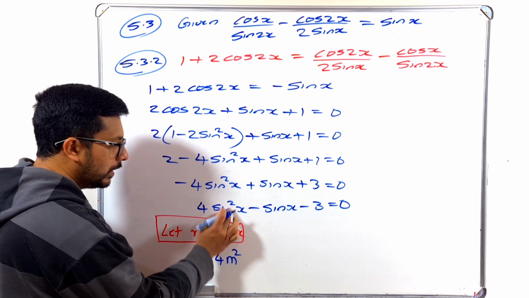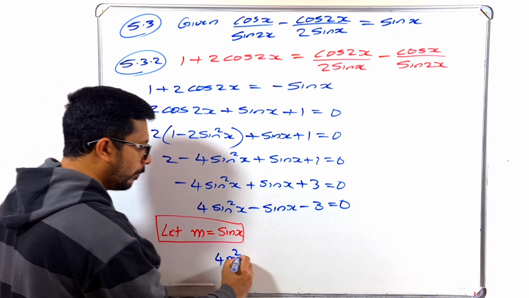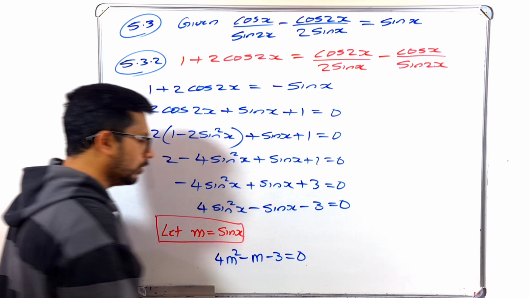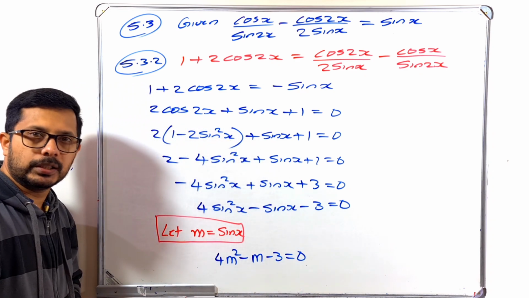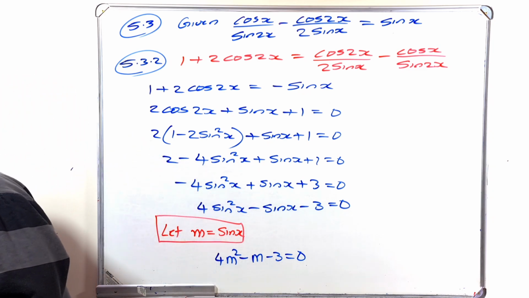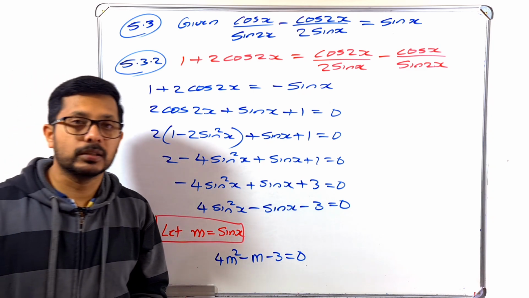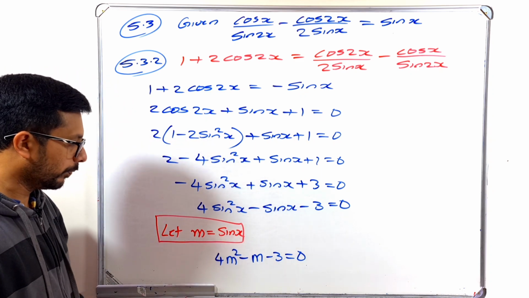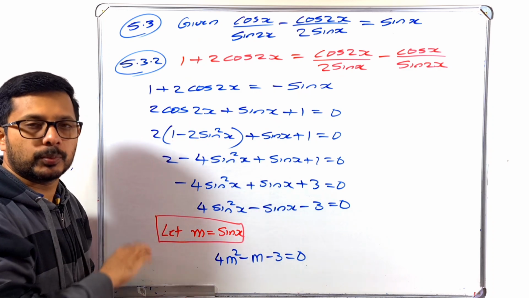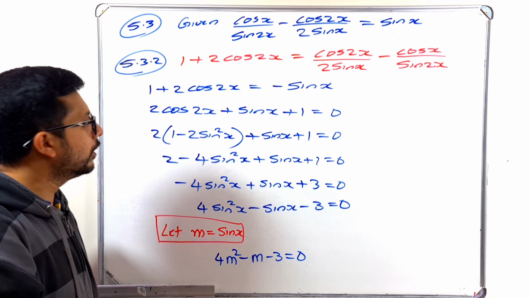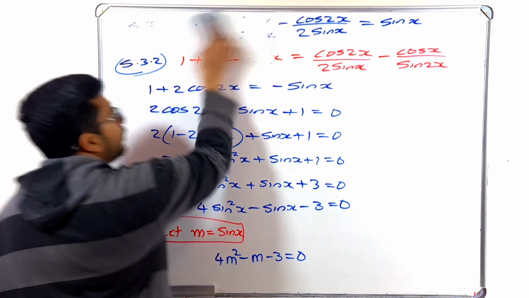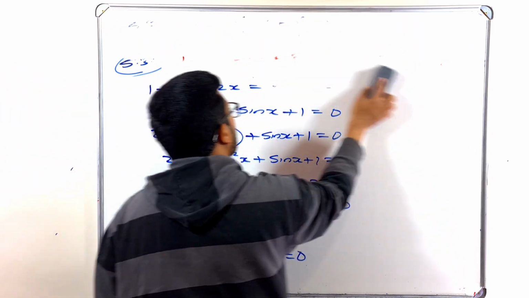4m square sin x square, that is m square, minus sin x minus m minus 3 is equal to 0. So we got a quadratic equation now. So we have how many marks for this question? 5.3.2, 6 marks. That's why we have to do so many things. So we have to factorize this one. Let me erase this one. Those who didn't write, you have to pause the video and write it. Now we got a quadratic equation, 4m square minus m minus 3 is equal to 0.